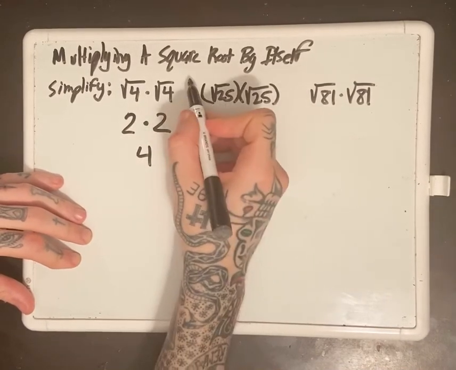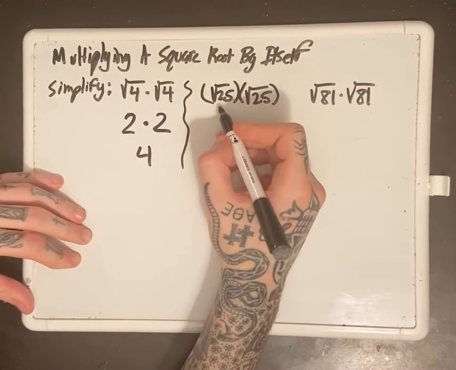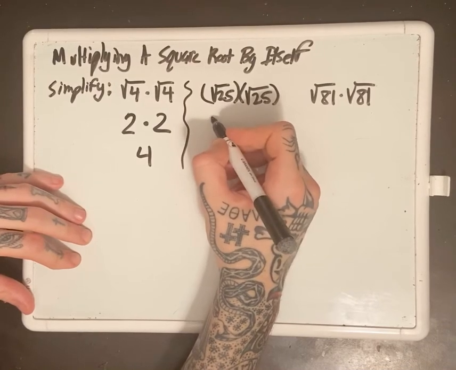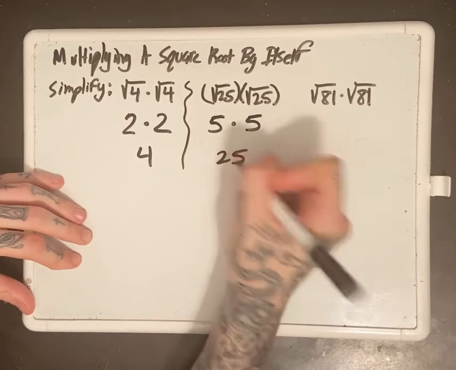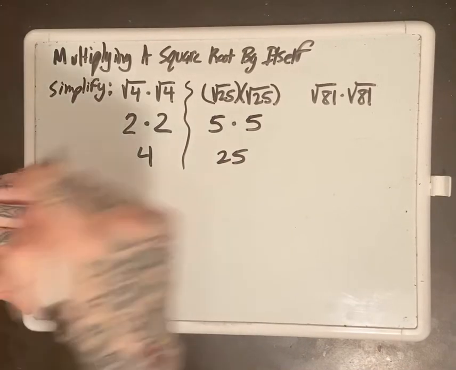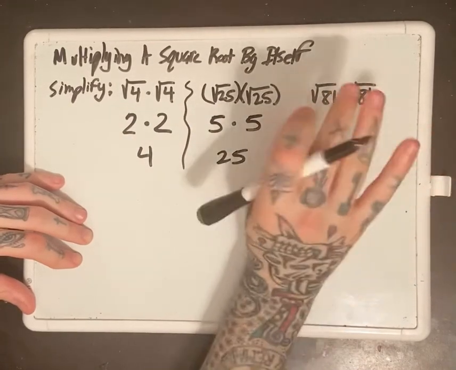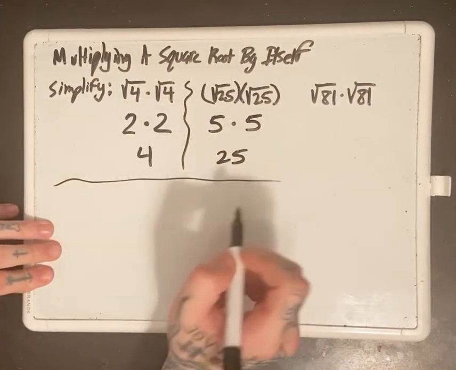All right, next one. Square root of 25 times square root of 25 is 5 times 5, which is 25. And the final one, well, before we move to the final one, let's draw some similarities.